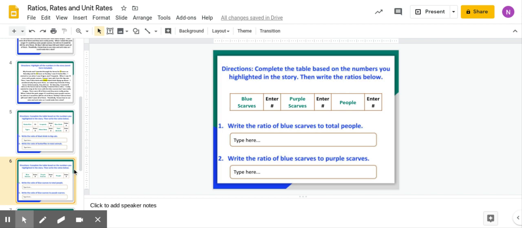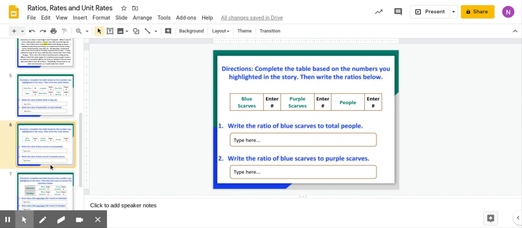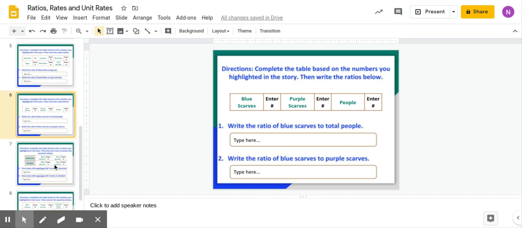Complete the table based on the numbers you highlighted in the story, then write the ratios below. Just a different type. Be careful with the people. Don't forget, it's me, my friends. There's even a special guest at the end of the story. So make sure you include all people. Don't get tricked. Look for all the information you need in the story.